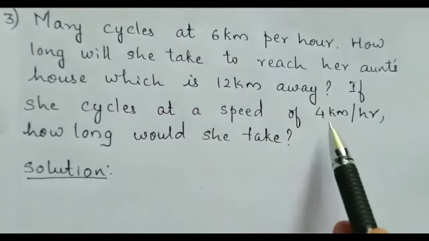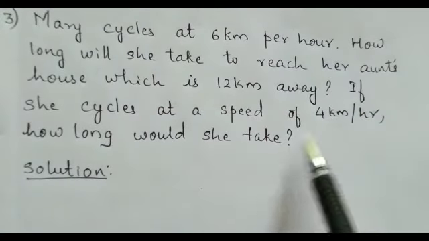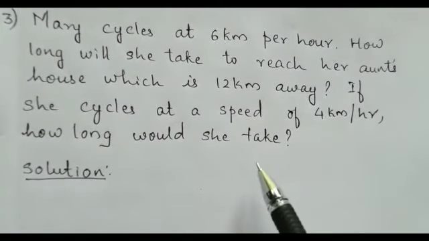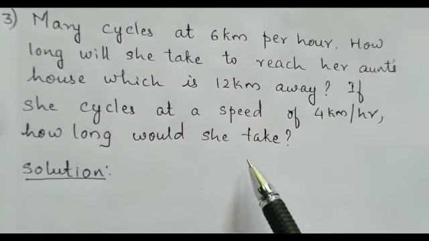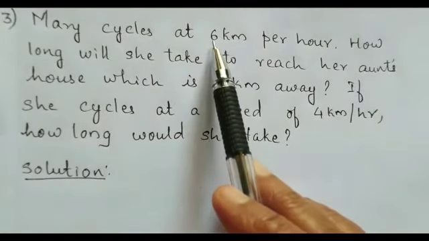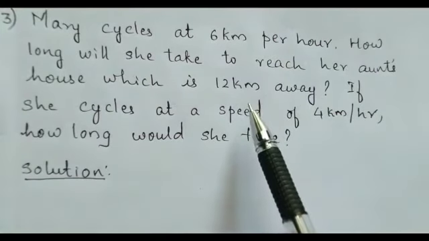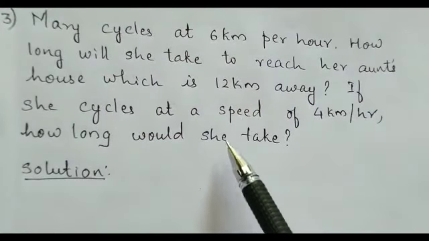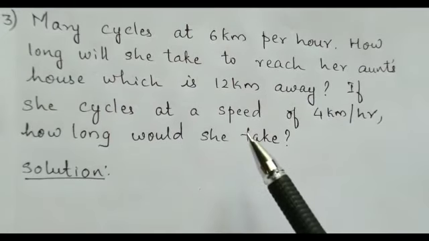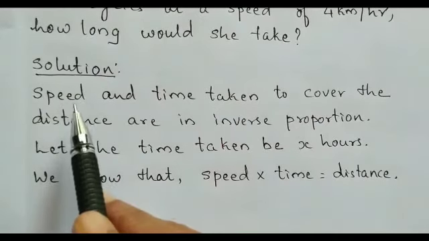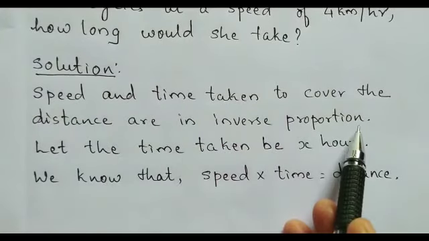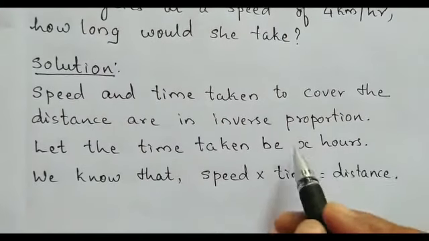In the second part, we have to calculate the time taken if she is traveling at a speed of 4 kilometers per hour. Again, this is an example of inverse proportion, because if the speed increases, the time taken will reduce, and if the speed decreases, the time taken will increase. So the solution is, speed and time taken to cover the distance are in inverse proportion. Now let the time taken be x hours.